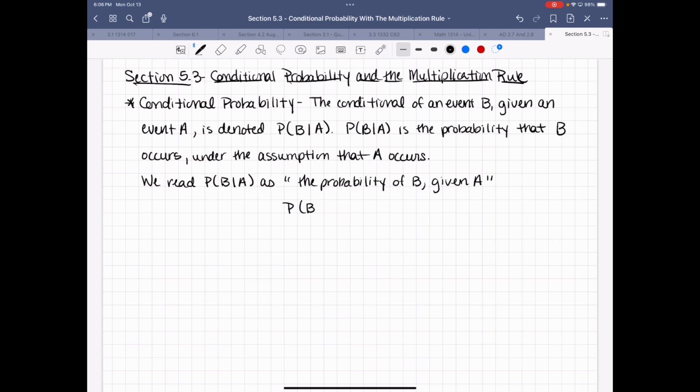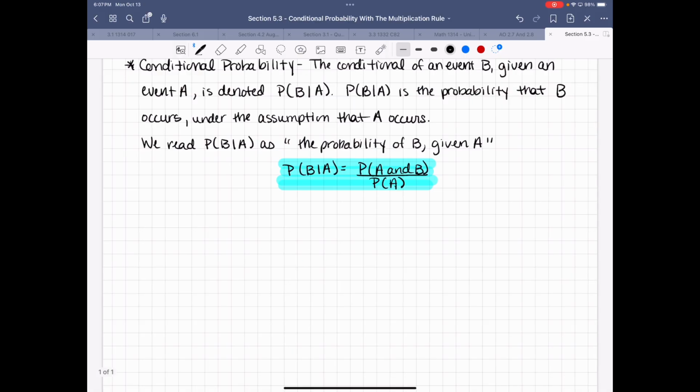And here's how we find it. The probability of B given A equals the probability of A and B divided by the probability of A. Okay? This one's important. So let's look at example 1.